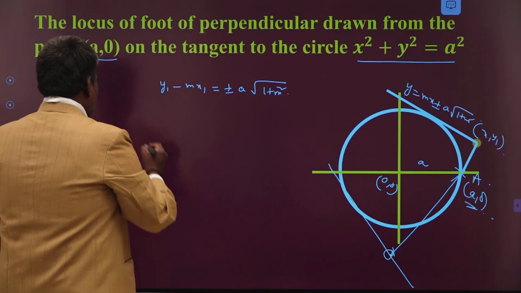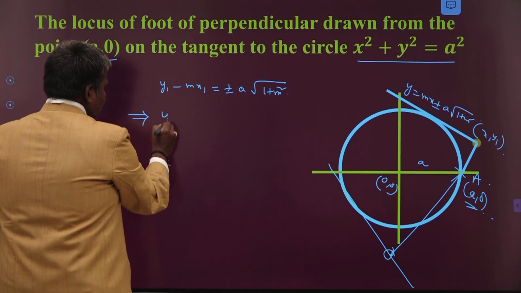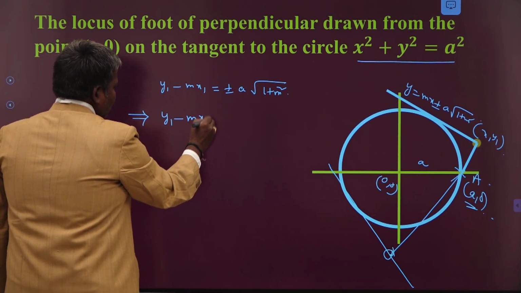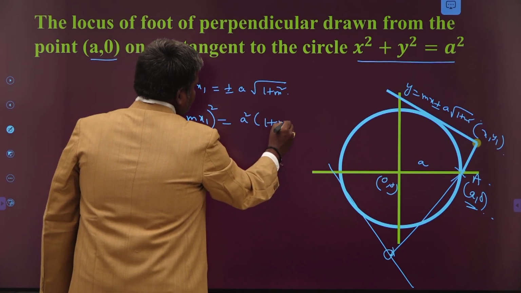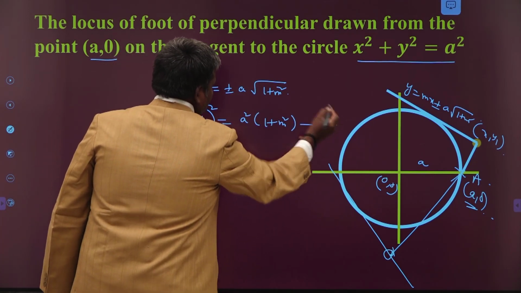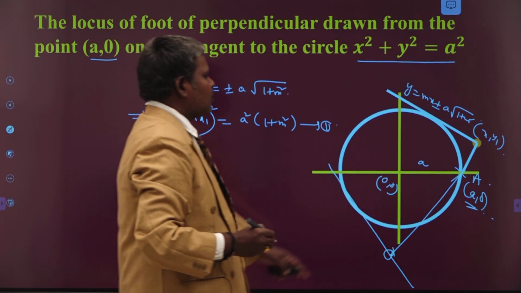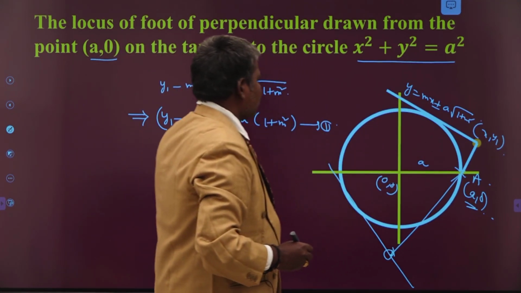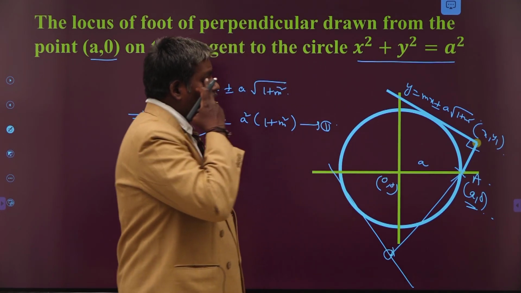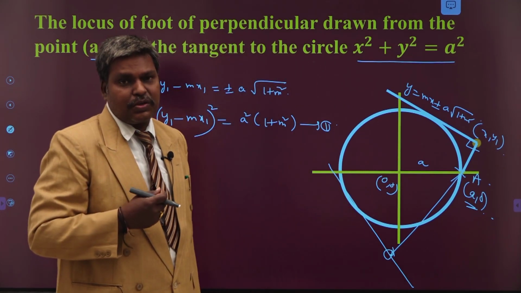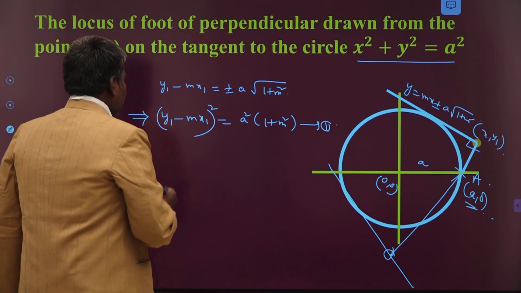You can easily square it. This implies (y1 - mx1)² = a²(1 + m²). This is equation number 1. Just by substituting the foot on the line, we obtain the first condition. If it is the foot, the angle between the two lines is what? 90 degrees. That means the product of slopes is equal to -1. That is the second condition.